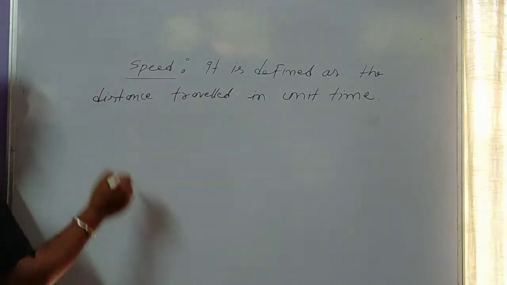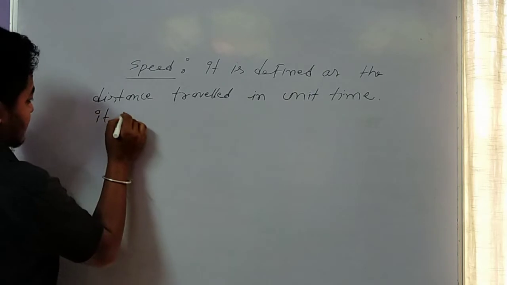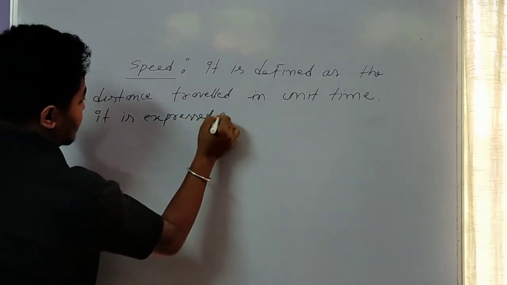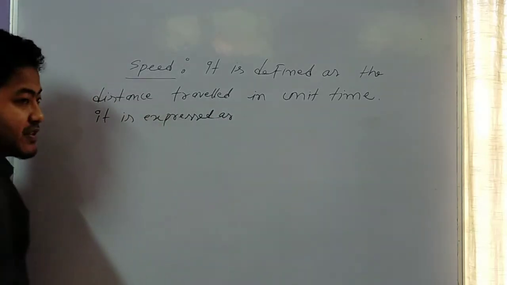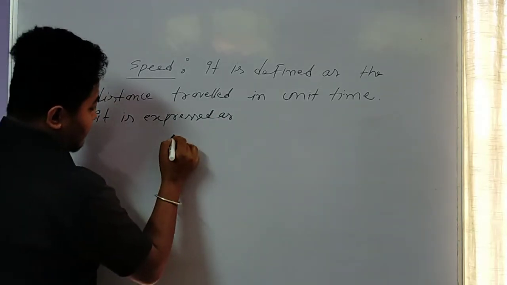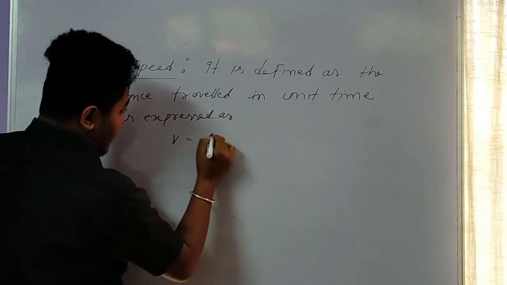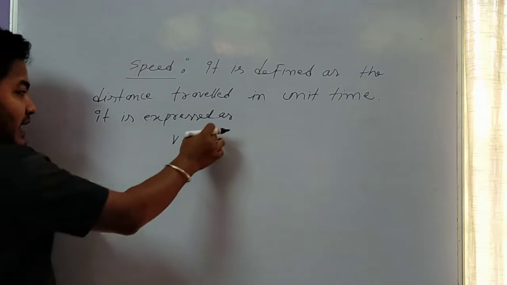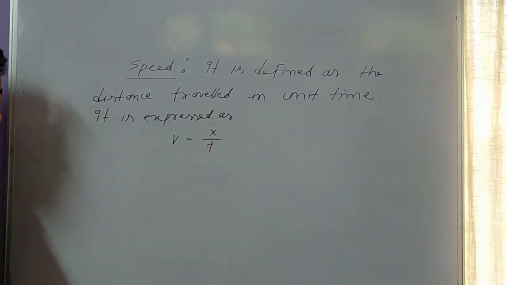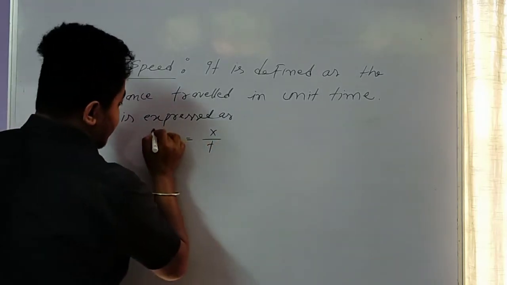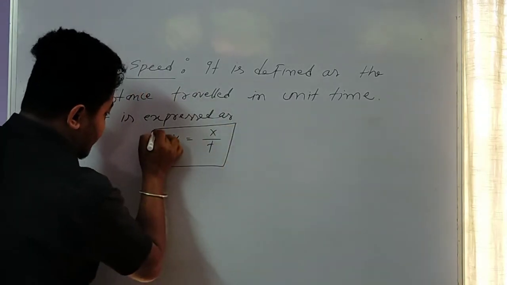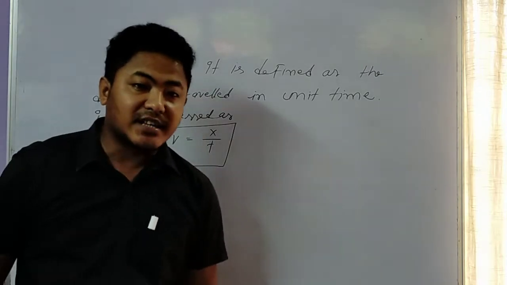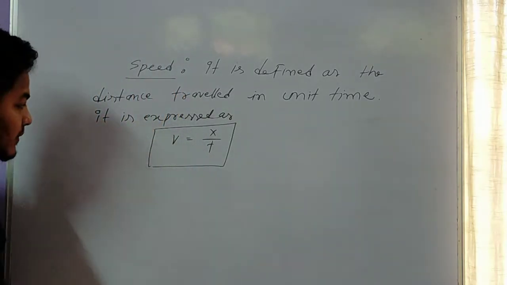How is it expressed? Speed is sometimes denoted by v or s. v is equal to x by t, where x is the distance, t is the time, and v is your speed. That is the mathematical expression of speed: v is equal to x by t, distance upon time.